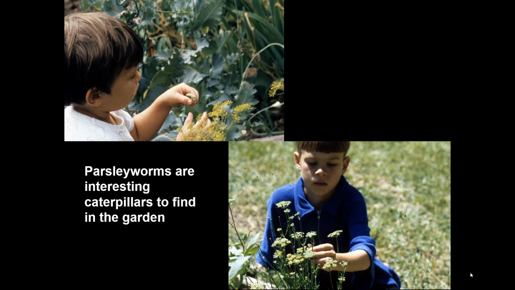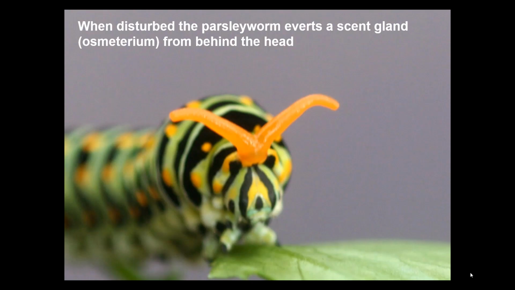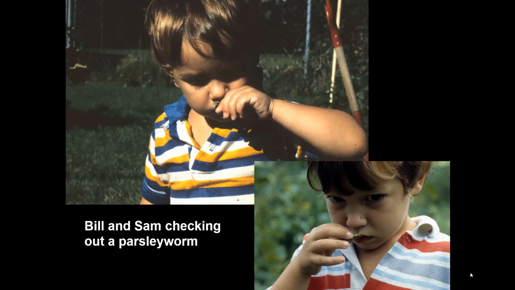But more important, in terms of interest, is that when you bother them, when you pick them up, when you poke them, boop, these smelly little horns pop out from behind the head, and this is a gland that will evert like it's shown here, and then it reverts back into the body, and it's got an interesting odor. Kids like to check things out like that.